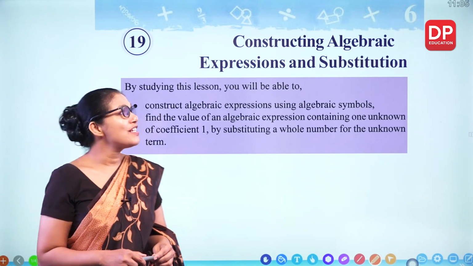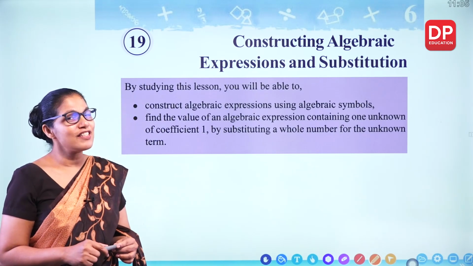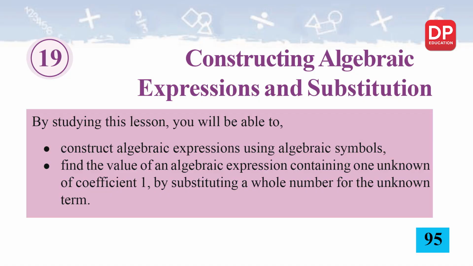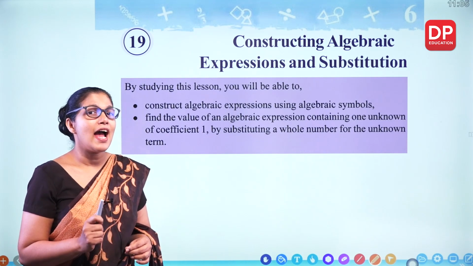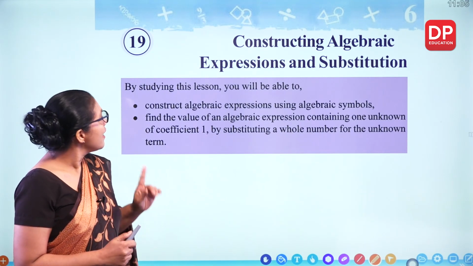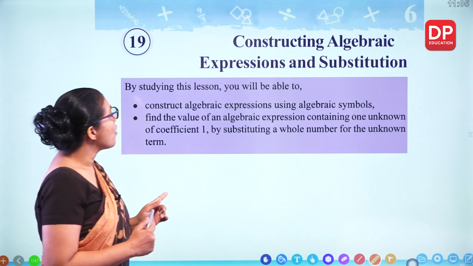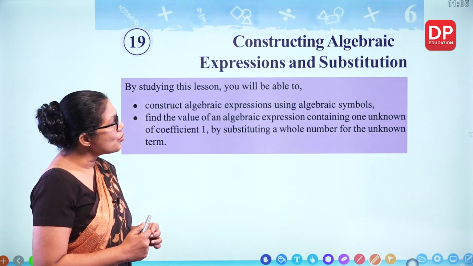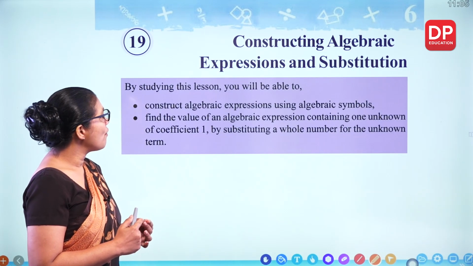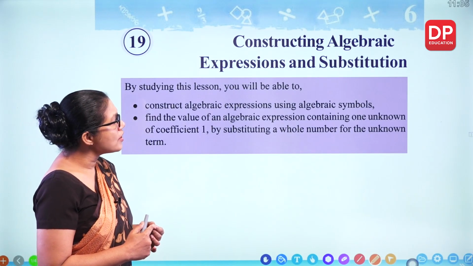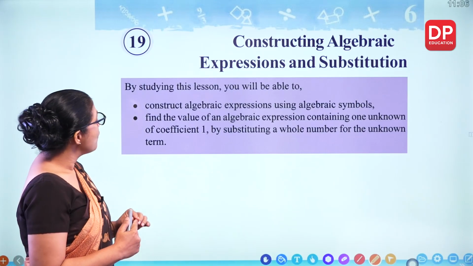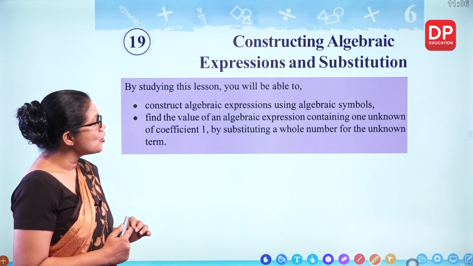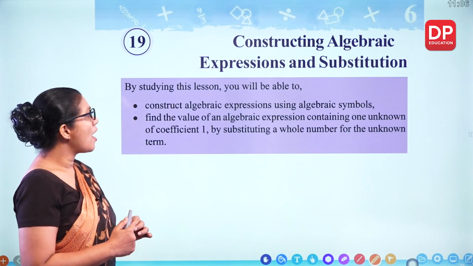Children, today I am here to teach you chapter 19 in your textbook, Constructing Algebraic Expressions and Substitution. In chapter 18, we discussed algebraic symbols. In this lesson, we construct algebraic expressions using algebraic symbols. Find the value of an algebraic expression containing one unknown of coefficient 1 by substituting a whole number for the unknown term.